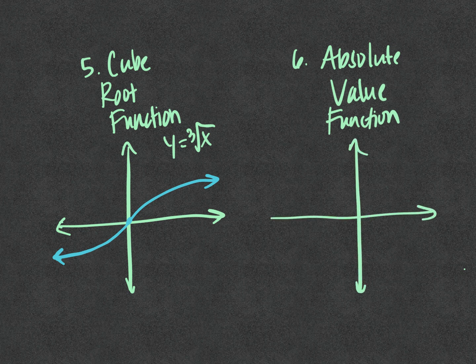So here we have absolute value. Absolute value, y equals the absolute value of x, is always positive because you're talking about how far a number is from 0. So when you look at this side, the absolute value of 1 is 1. The absolute value of 2 is 2.